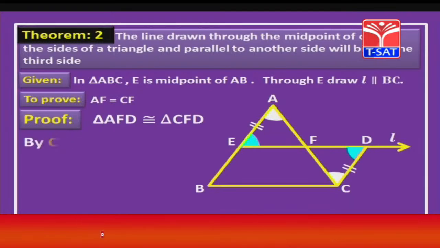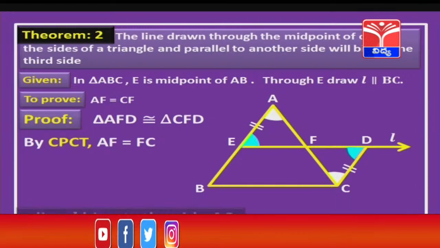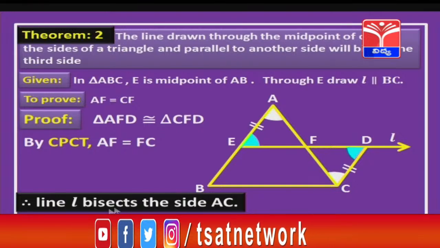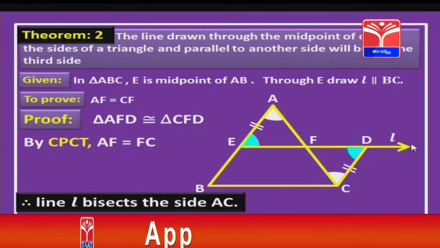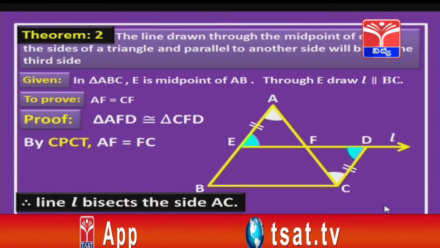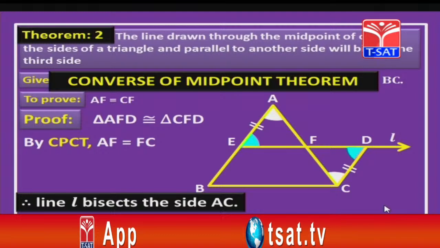Now, since they are congruent, by CPCT, I can write this AF and FC both are equal. So, this AF and FC both are equal. Hence, I can say that this line L is bisecting the side AC. So, this theorem is known as the converse of midpoint theorem. So, children, we have seen some corollaries. Apart from that, we have proved the midpoint theorem and also its converse.